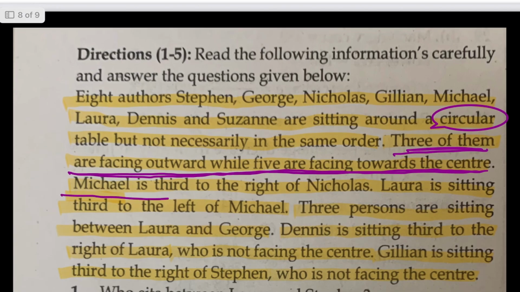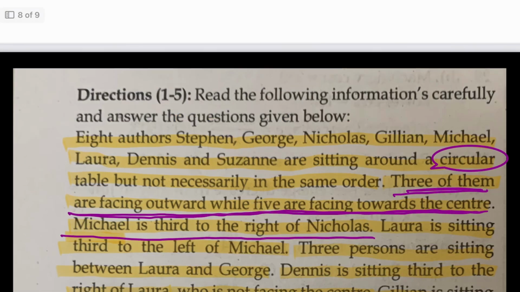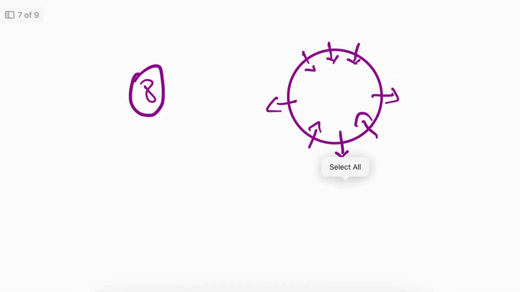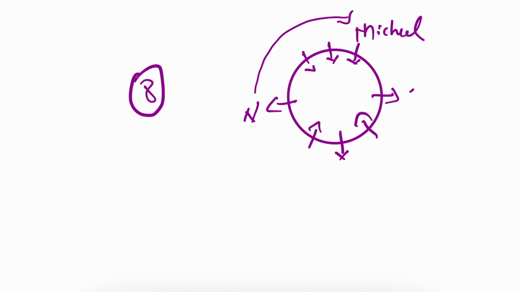First we'll check. Michael is third to the right of Nicholas. So we'll draw Nicholas first here. Randomly I am drawing Nicholas. Michael is sitting third to the right of Nicholas. 1, 2, 3. So here Michael will be sitting. We got the first one.